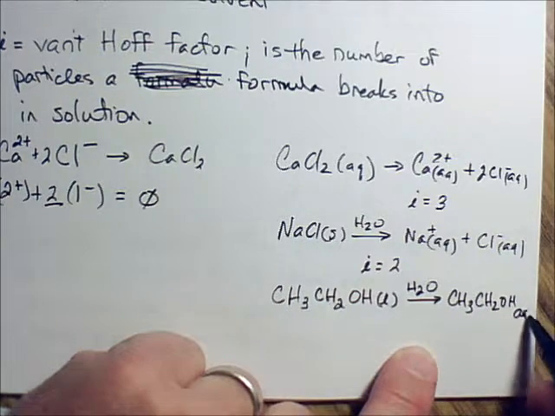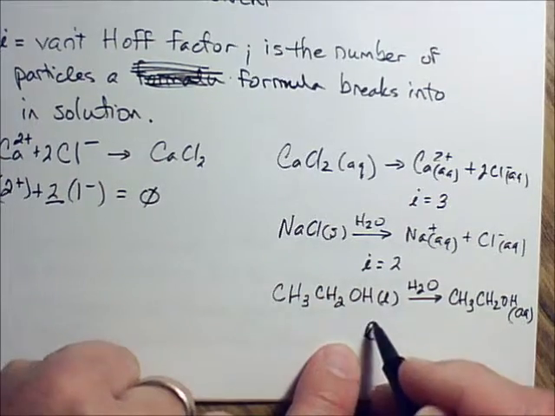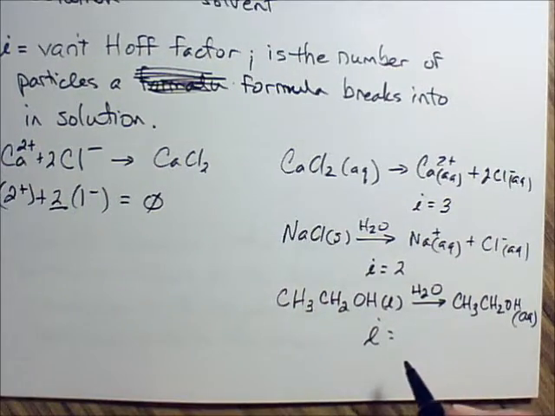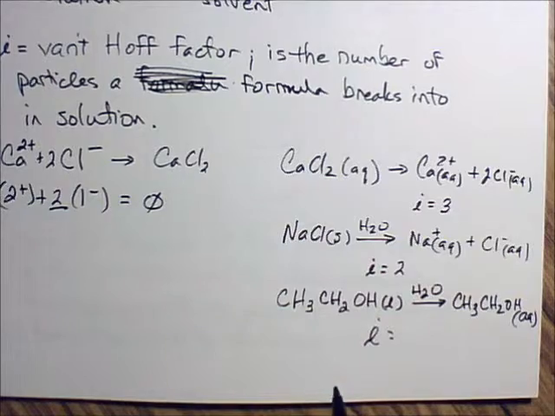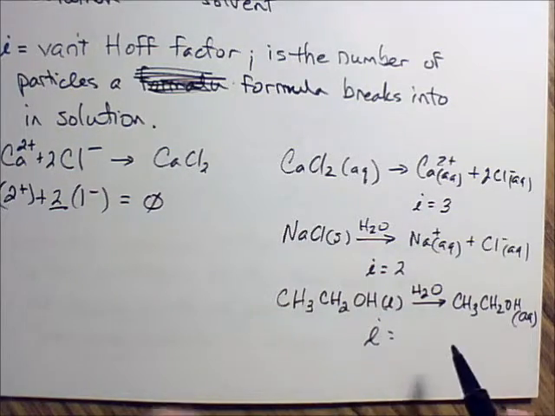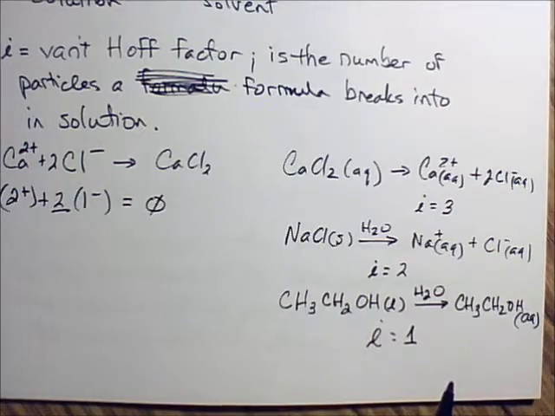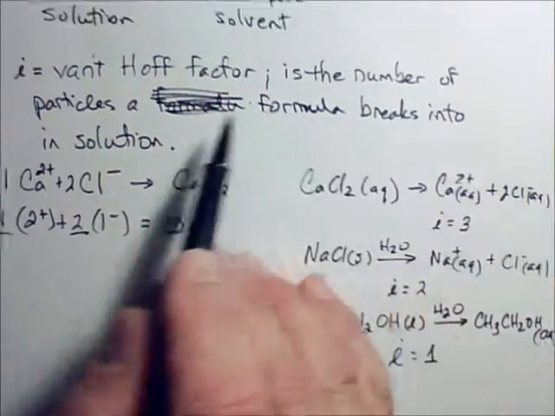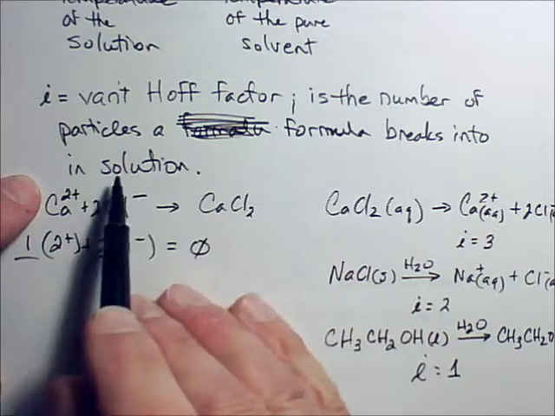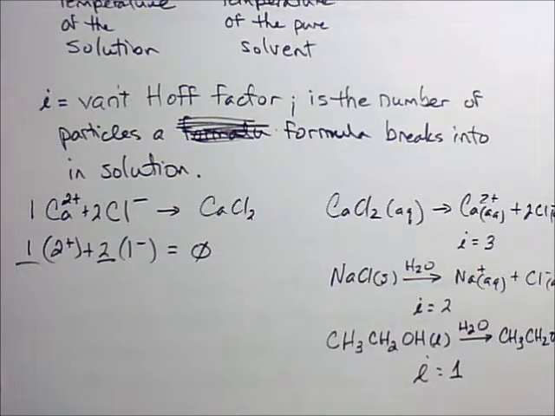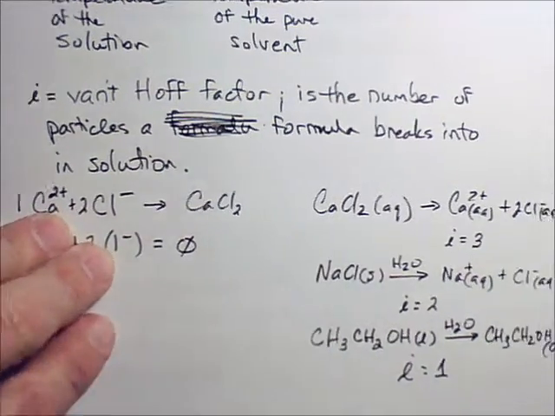Okay, it'll become aqueous when it dissolves, but if it doesn't break up, what is i going to be? It's going to be all those up to 5. No. 1. If it doesn't break up, it's just 1. Remember, it's the number of particles a formula breaks into in solution. Well, it only breaks into 1, right? That's it. So it's like a net ionic equation. Exactly, like a net ionic equation. Okay? All right.